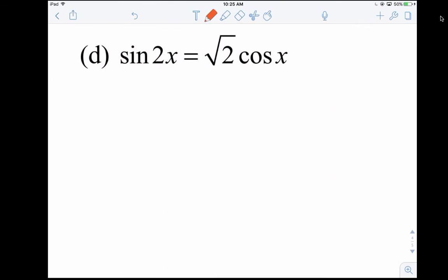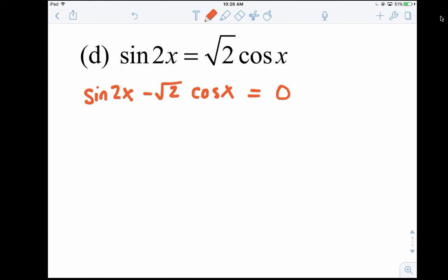I have sine of 2x equals root 2 times cosine. Now what I can do is move everything on one side. So sine of 2x minus root 2 cosine of x is equal to 0. The reason that I'm doing that and not doing it like I did before when we had a multiple angle is because you have sine of 2x equals a function. If it was just a number, then I would do it like I did the multiple angle one in part A. But for this one, because I have a function, I want to maybe use an identity.